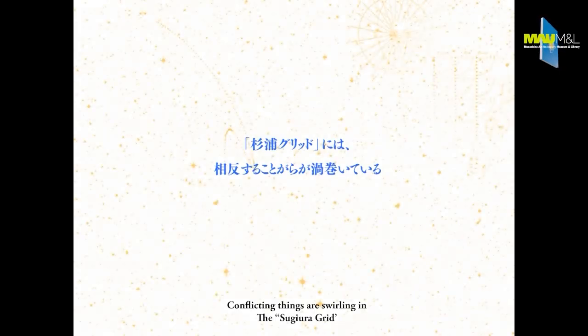I would like to conclude today with the following. Line and character, vertical and horizontal, square and proportional, printed surface and margins, images and the bottom of the book. In the Sugiura grid, these conflicting things are swirling around.